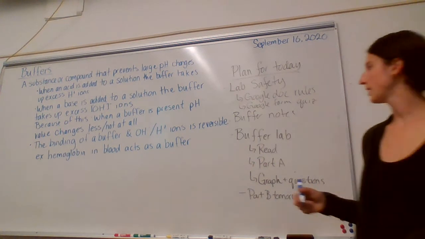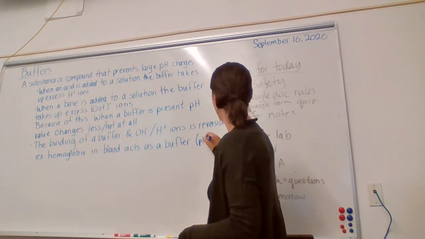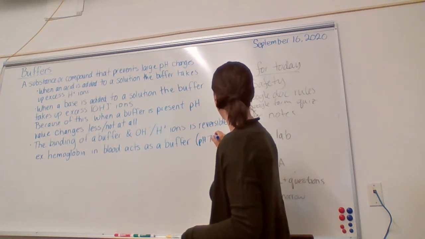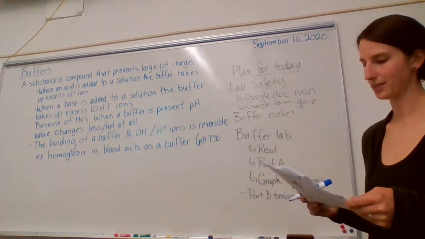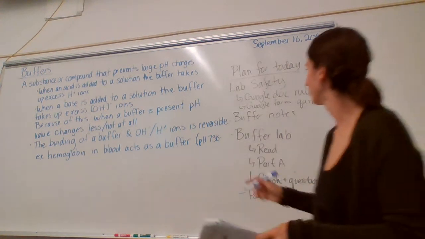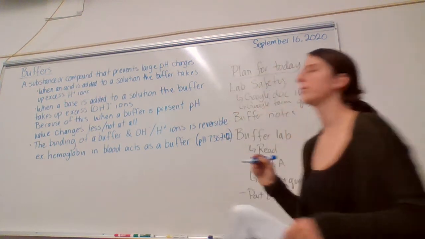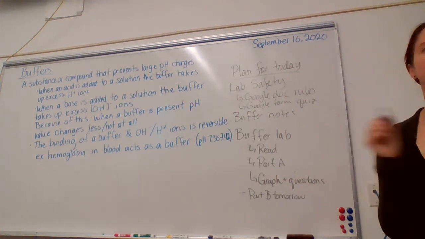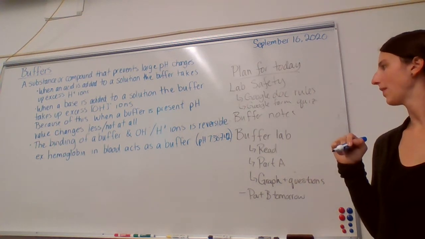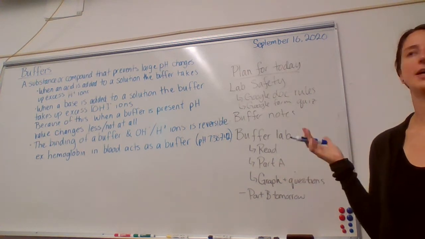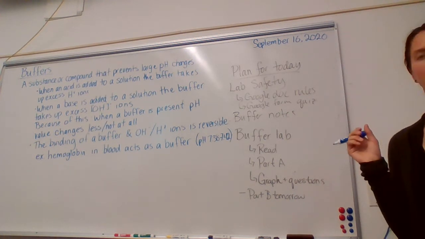And it actually keeps blood between pH of 7.38. I don't have this memorized. You guys don't have to memorize this. And 7.42. So your blood pH changes very, very little, if at all. And that's because hemoglobin is in it and acting as a buffer. Have you guys heard of hemoglobin before? Yeah.